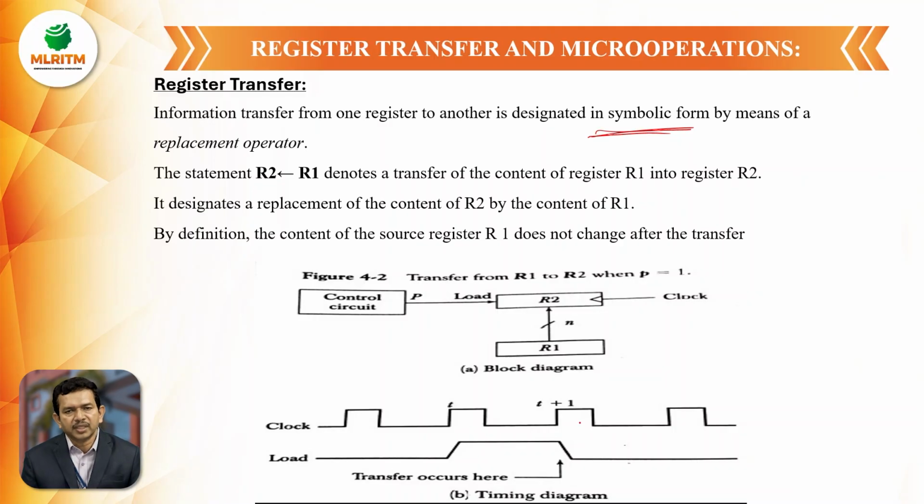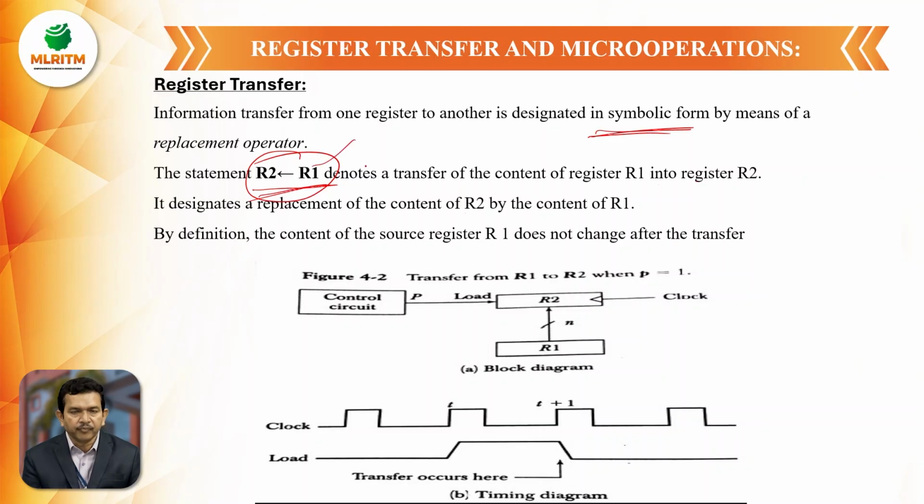Suppose I want to transfer the data from R1 to R2. If I say the statement R1 to R2, it means the data from R1 is transferred to R2. Whatever bits are stored in R1 are transferred to R2. The transfer of the content from register R1 into register R2 designates a replacement of the content. Whatever data is stored in register R2 will be replaced by the content of R1.